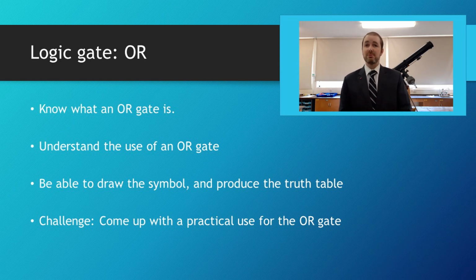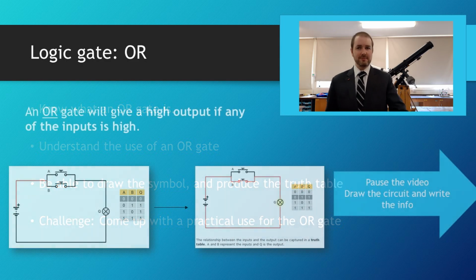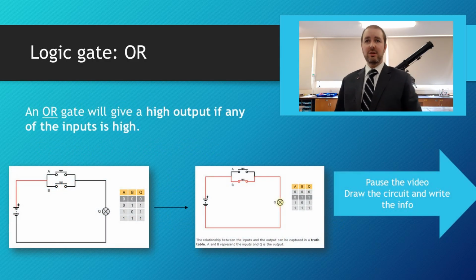You should be able to draw the symbol and also produce what's called a truth table for it. The challenge, of course, is to come up with a practical use for one of these things, and there are actually quite a few of them. As I said, this is the building blocks for anything which is computer programming based, and this sort of basic level logic will be really helpful if you're looking at computer science as well. So let's just have a look at an OR gate.